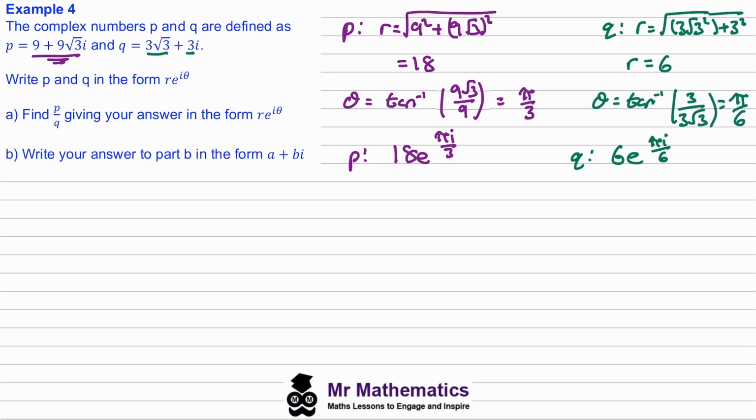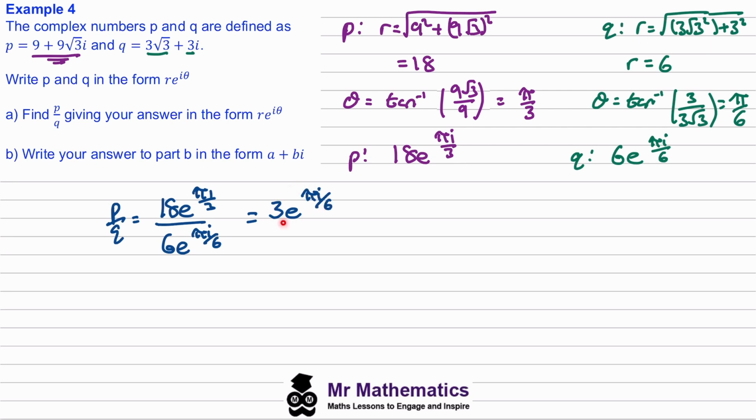Then to work out p over q, we'll have 18e to the pi i over 3 divided by 6e to the pi i over 6. We'll divide the 18 by 6 and we'll get 3. And then we'll have pi over 3 take away pi over 6. This will give us e to the pi i over 6.